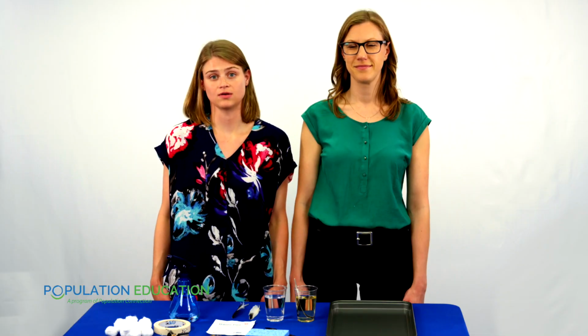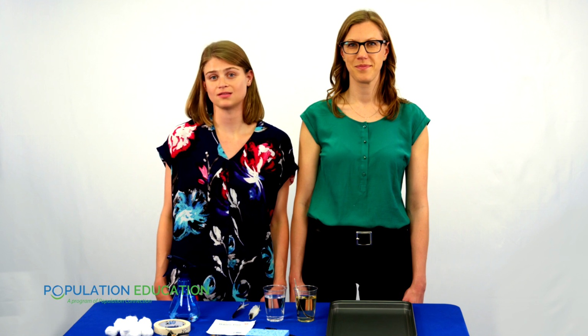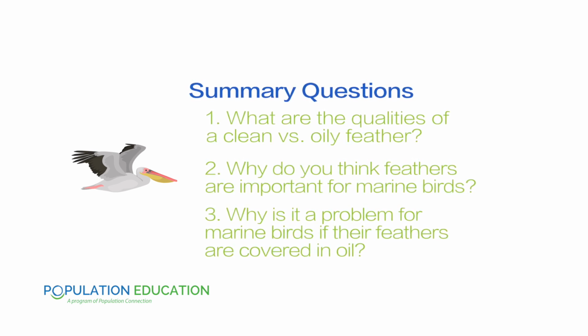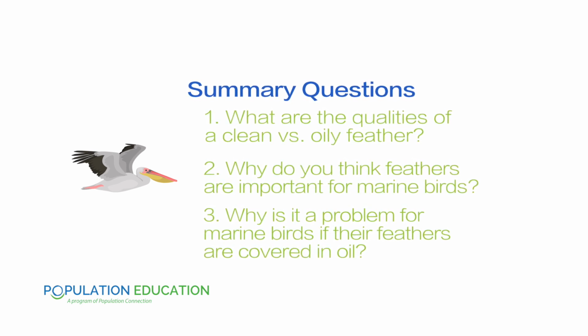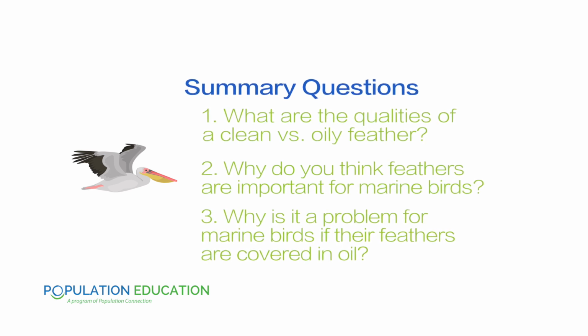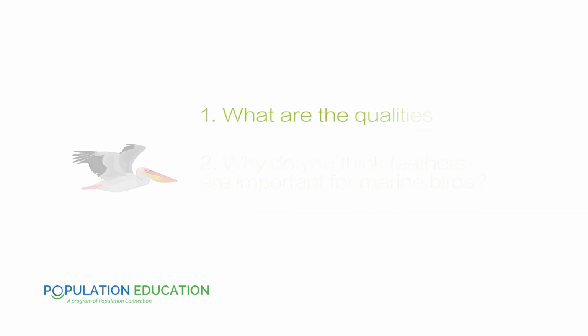After making their observations and making their final sketch of the feather in oil, students will summarize their findings by answering a few questions in their data table. They'll answer questions like, what are the qualities of a clean feather compared to an oily feather? Why do you think feathers might be important for marine birds to have, and how could it be a problem for a marine bird if their feathers are covered in oil from a spill? Students will then state their challenge, which is to restore their feather covered in oil to its original condition.